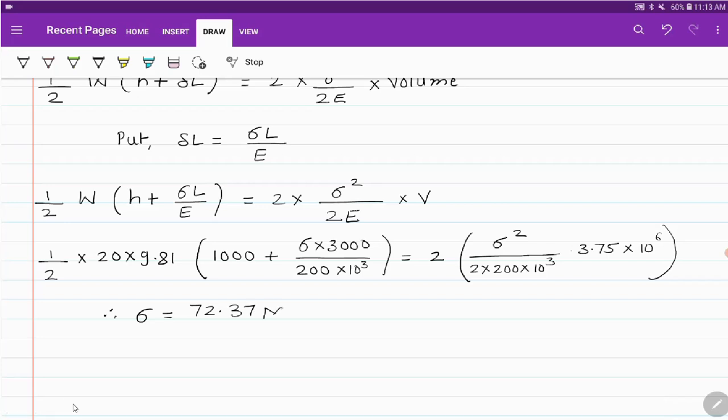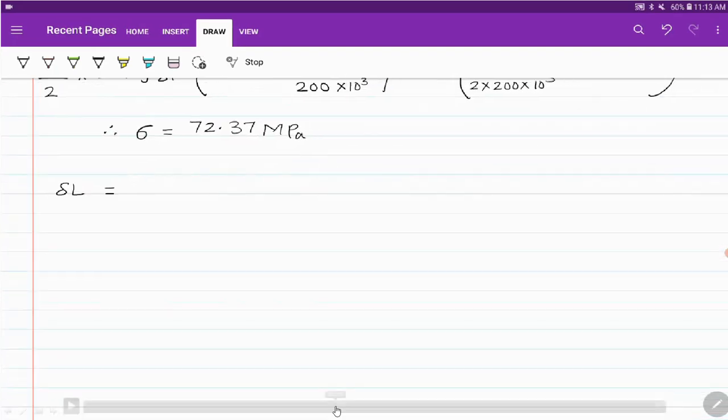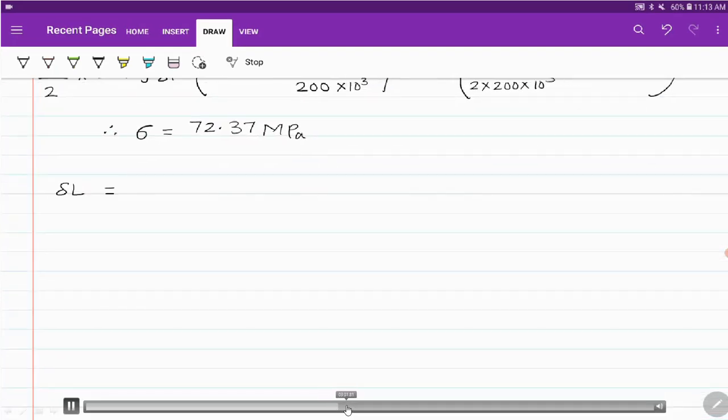If you are having any problem in solving this example, please let me know. We'll provide the complete solution for this. So the value of sigma comes out to be 72.37 MPa.